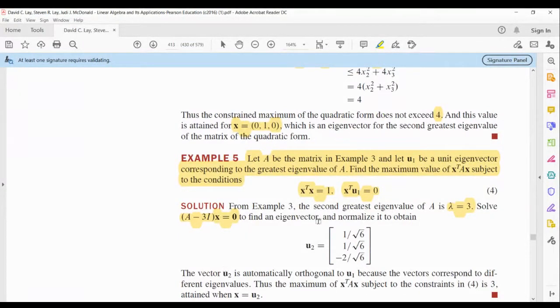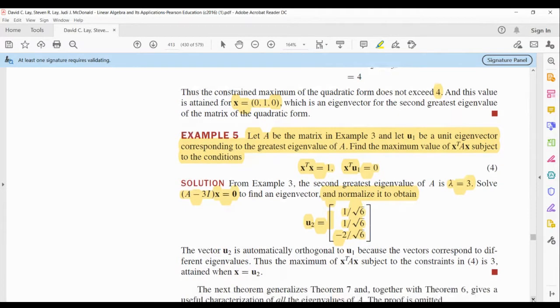But all right, that being said, for this problem you just normalize to get your U2 vector, and U2 will automatically be orthogonal to U1 because the vectors correspond to different eigenvalues. The maximum of the quadratic form subject to the constraint is 3, attained when x equals U2.